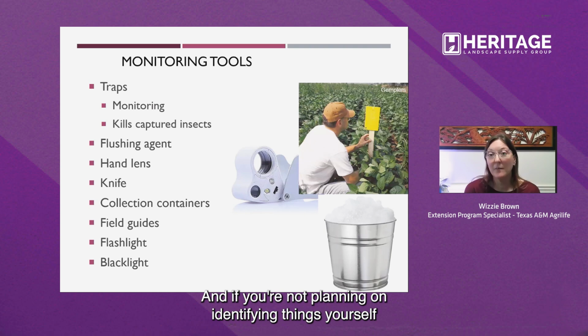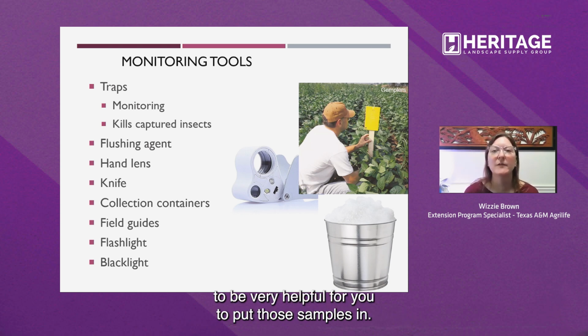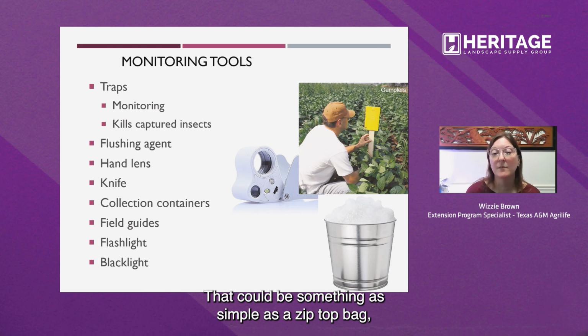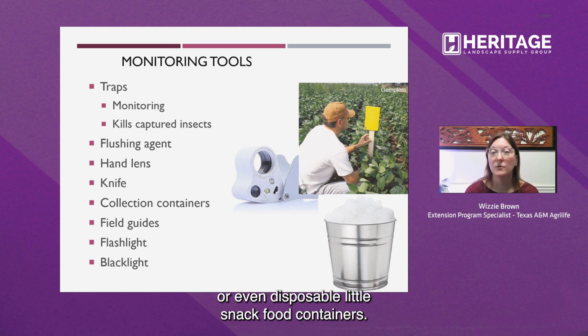And if you're not planning on identifying things yourself or you're not comfortable with that, having collection containers is going to be very helpful for you to put those samples in. That could be something as simple as a zip top bag, or you can use recycled pill bottles or even disposable little snack food containers.